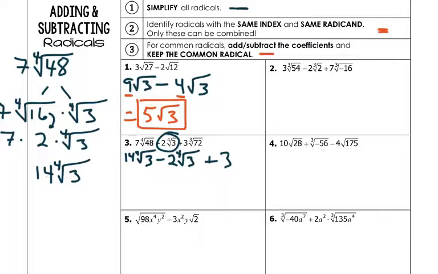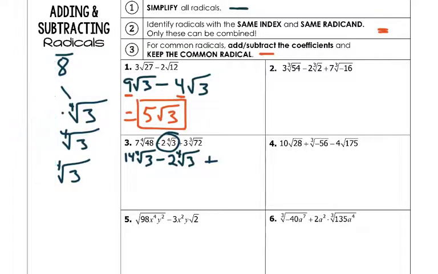3, the third root of 72. All right, now that one's not simplified all the way, so I'm actually going to go ahead and erase that, it's my fault. We need to simplify that, so I'm going to go over here and do my work and see if we can simplify that.